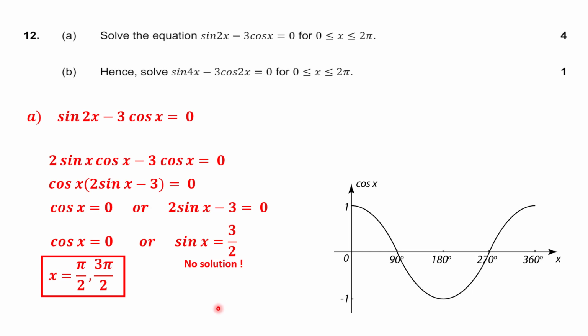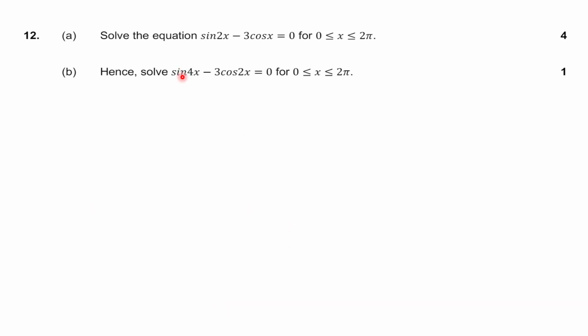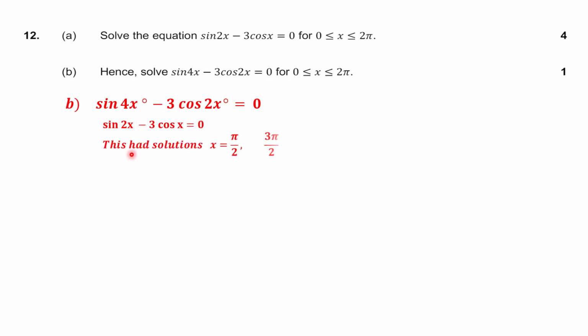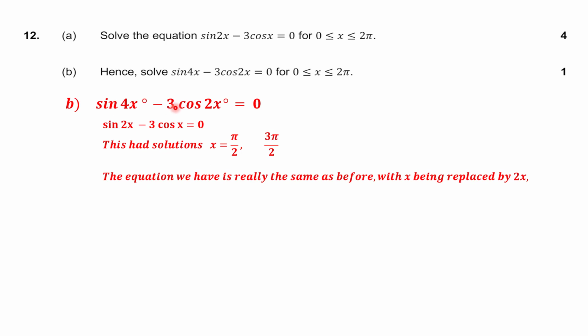Okay, next question. Now the next question is we've got to solve this equation. Now there's the equation we want to solve. We've just solved this one. Now they're almost the same. If you look at it, you'll see that this one we know had solutions pi by 2 and 3 pi by 2, but the equation that we have here is the same as before, with x being replaced by 2x. So this x, change it into 2x becomes 4x, change this x into 2x becomes 2x.